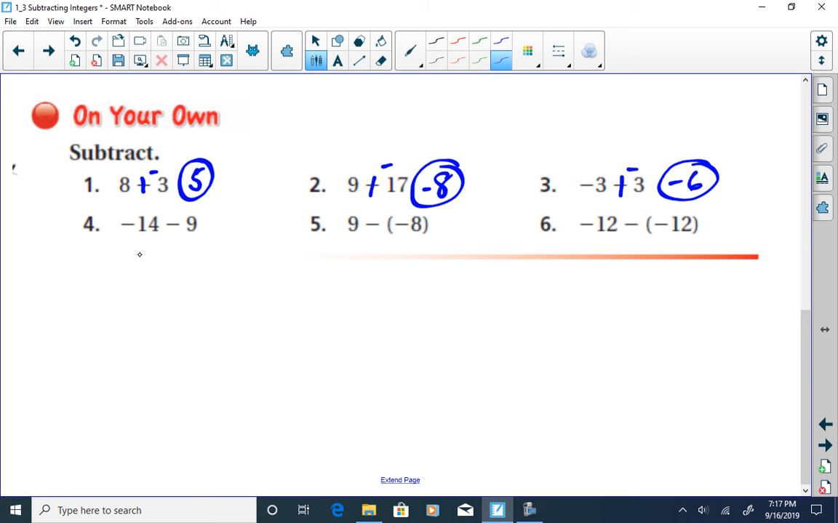Alright, example 4, negative 14 minus 9. Add the opposite. Now we're adding two negative numbers. We add their absolute values. That's going to be 23. Keep the sign the same. It's going to be negative 23.